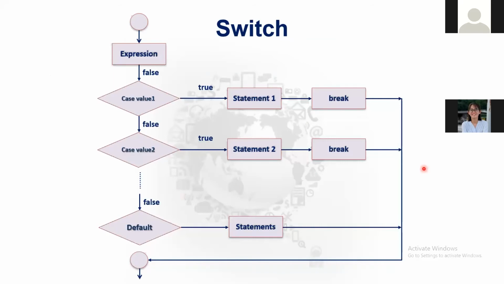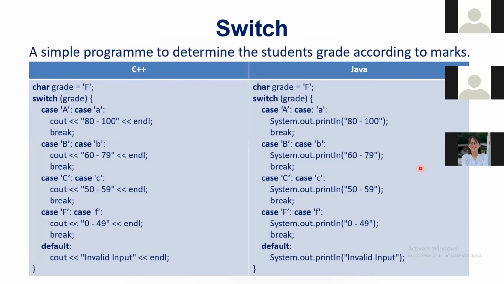Okay, so next we have a way to do if and else. There's another way to check conditions, which is a switch. So with switch, let's say you're provided with a grade, which is F, then you can check what the value of F is. So if you check, F is between 0 and 49. So these are the cases that relate to the grade that you provide.